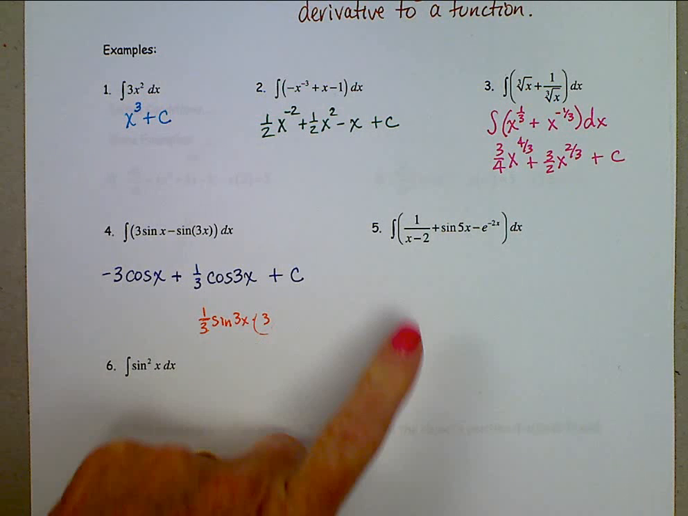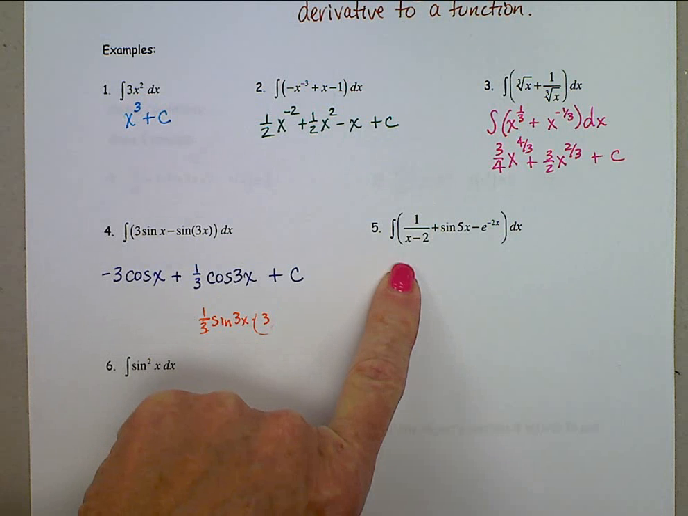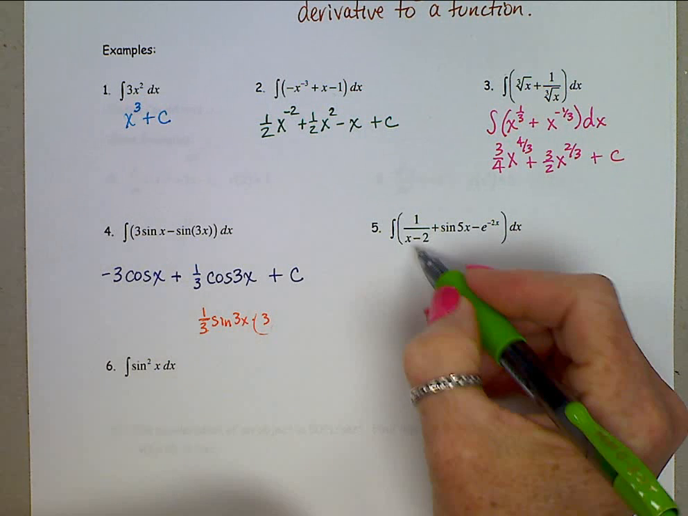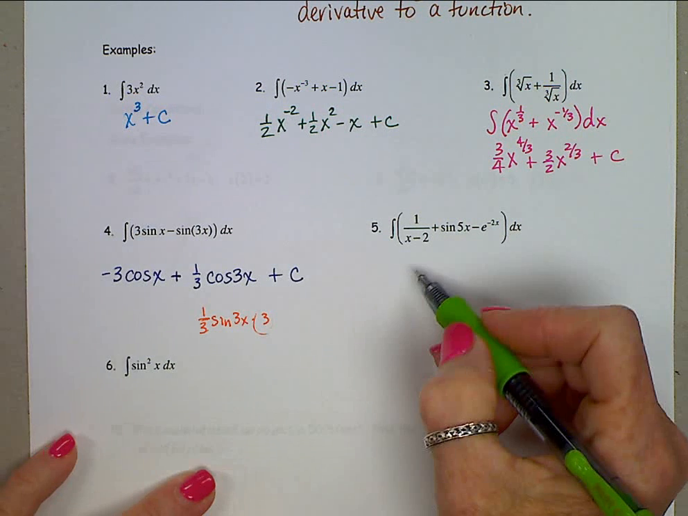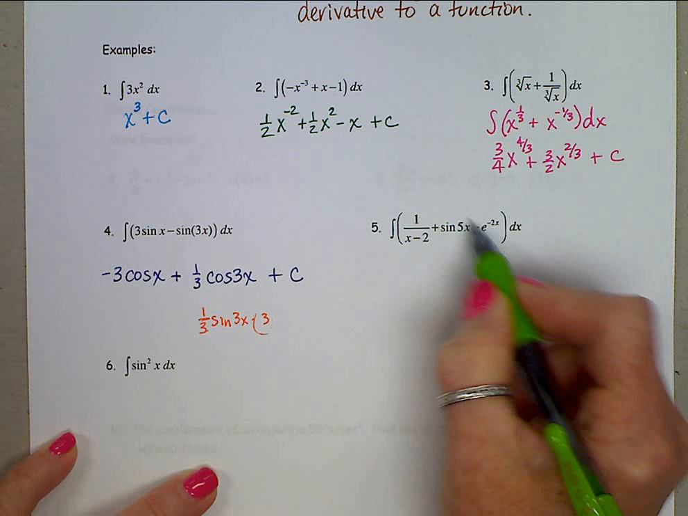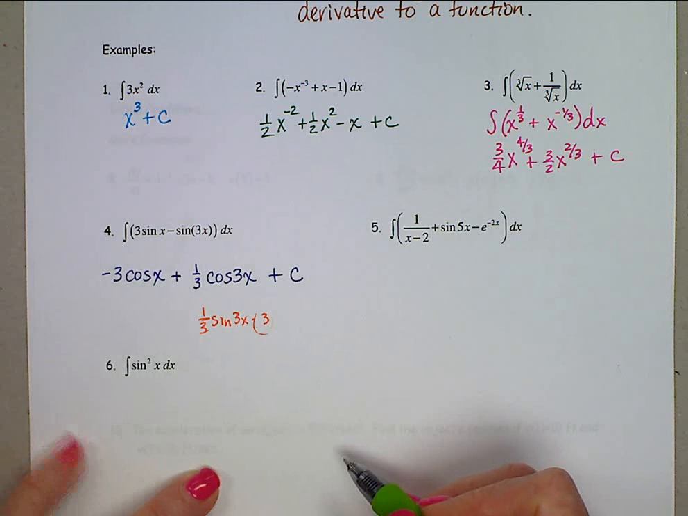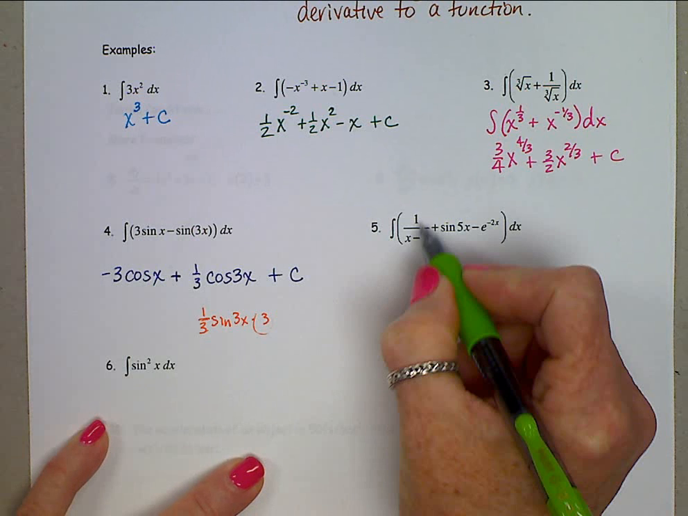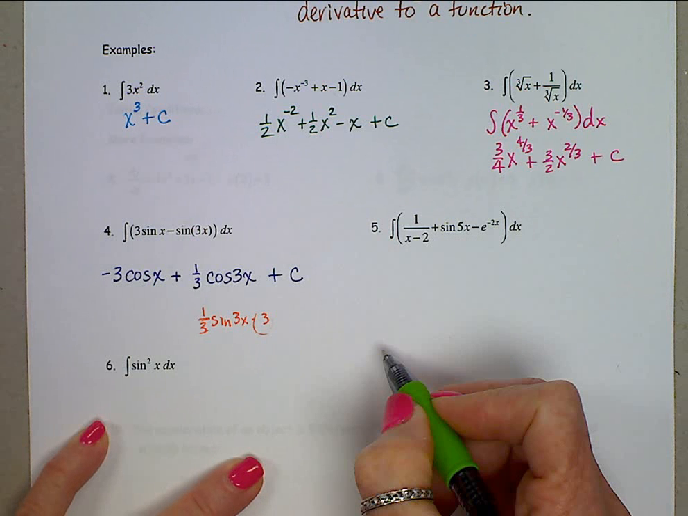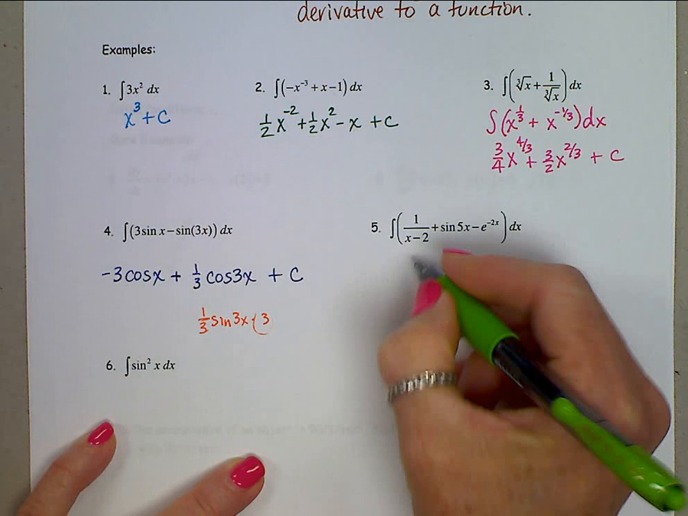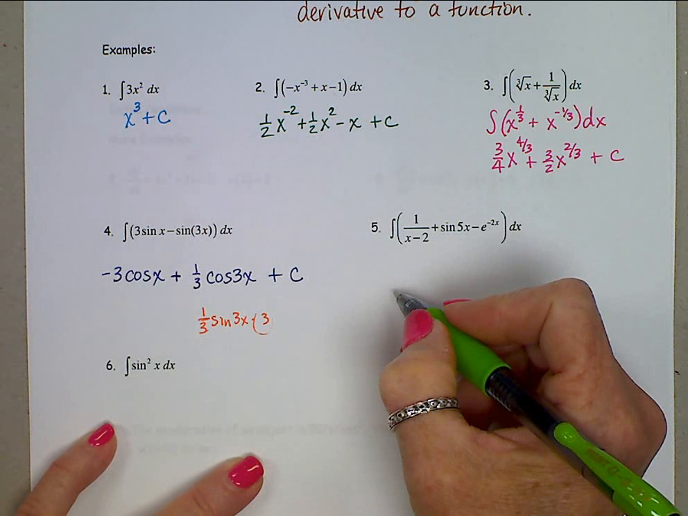Looking at this piece over here, oh, we have 3 separate pieces. We have a rational function, we have a trig, and we have an exponential. All right, let's deal with this rational first. We have a 1 over a linear piece. So what thing, when you take the derivative of it, gives you a 1 over situation?